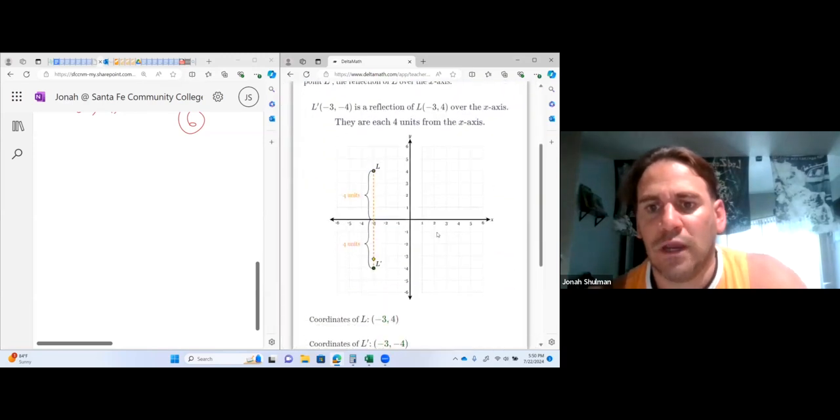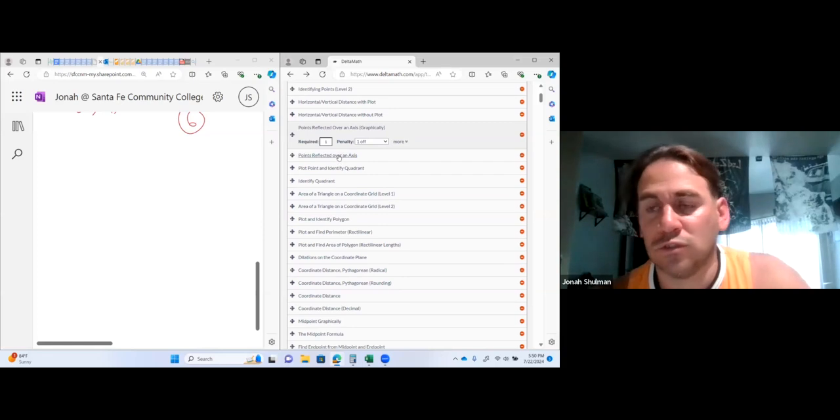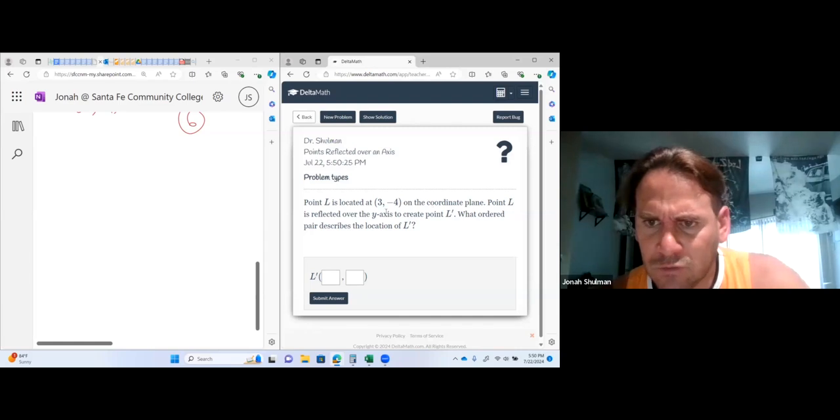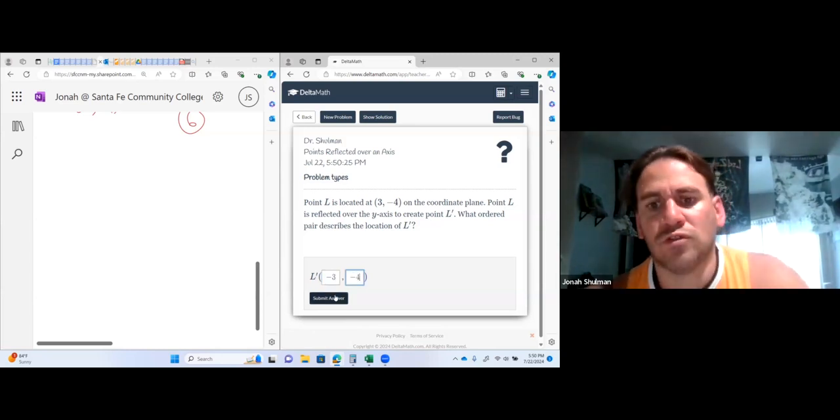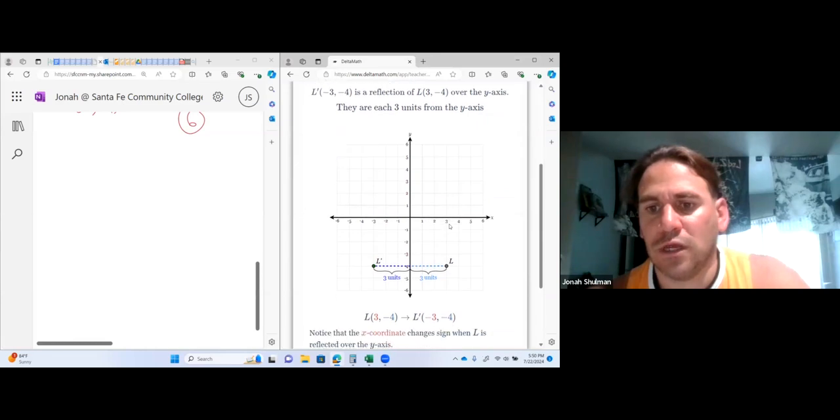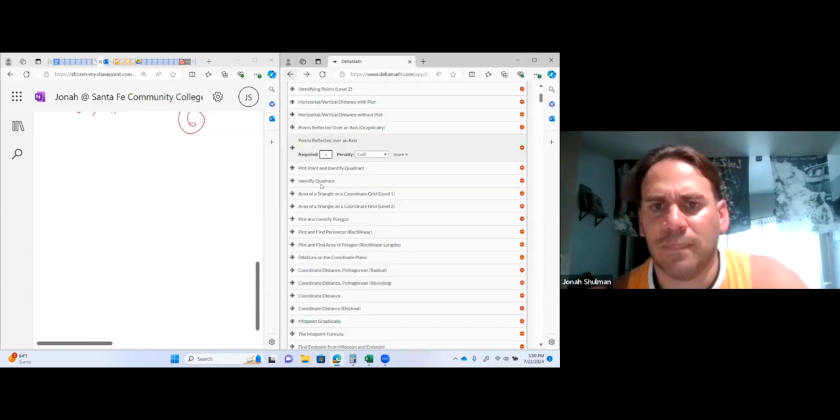Ta-da! I know we did it before, but I just wanted to have every possible one you can try with the graph on here. So we're reflecting over the x. So point L is reflected over the y to L prime. So we reflect over the y. That means the x has to change and the y stays the same. You could draw it if you want, but that's pretty much what you have to do. Ta-da! I like the picture. The x changes, the y stays the same.